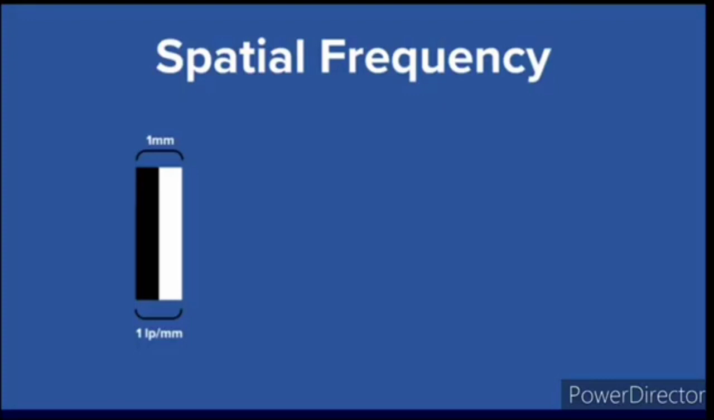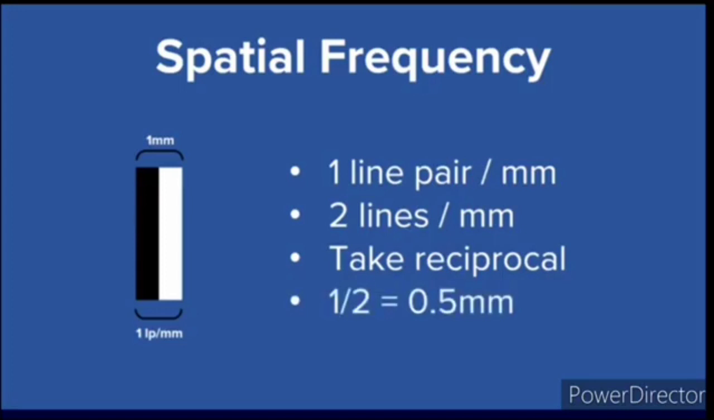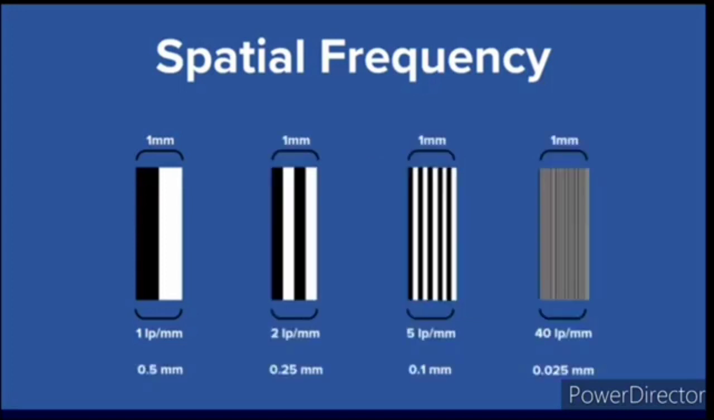So for example, if we have one line pair per millimeter, we're actually seeing 2 lines per millimeter. So if you take the reciprocal of that, then you're actually being able to see an individual object that is 0.5 millimeters. At one line pair per millimeter, you can distinguish an object that is 0.5 millimeters in length.